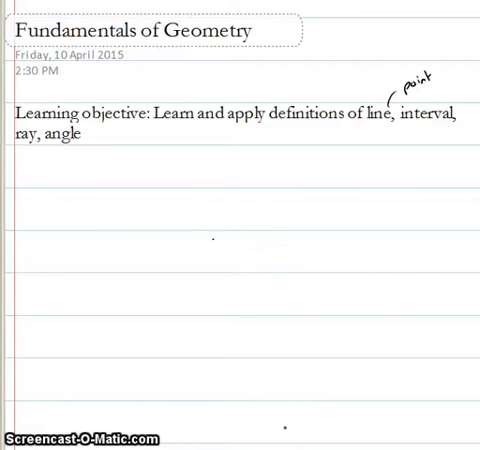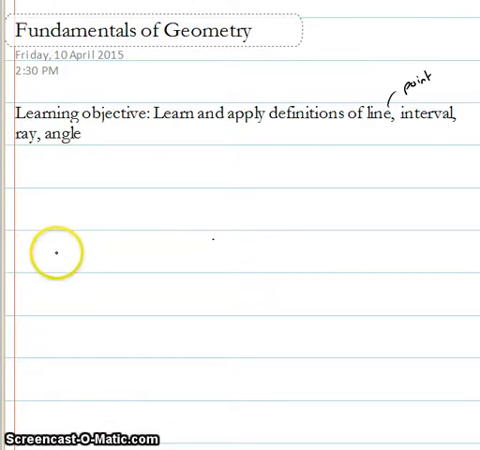Okay, so this video is going to go through some of the fundamentals of geometry. We want to be able to learn and apply definitions of lines, points, intervals, rays, and angles. Now I'm going to go through some of the key ideas or the fundamentals of geometry here.